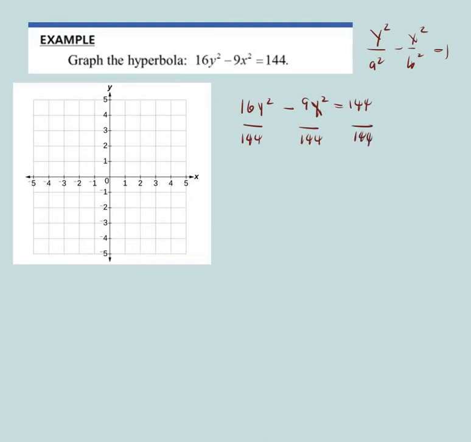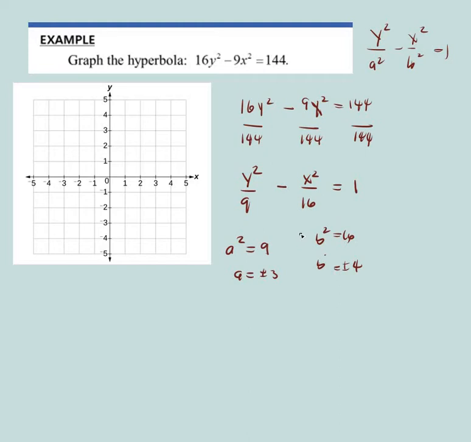Now 16 over 144 is the same as y squared divided by 9, minus 9 over 144, which is the same as x squared divided by 16, and 144 divided by 144 is 1. So here we have that a squared is equal to 9, so a is equal to plus or minus 3. b squared is equal to 16, so b is equal to plus or minus 4. This doesn't help much right now, but you will see why I'm writing these numbers here.